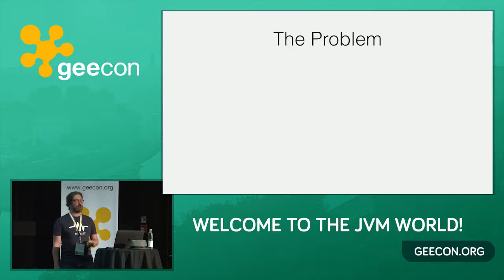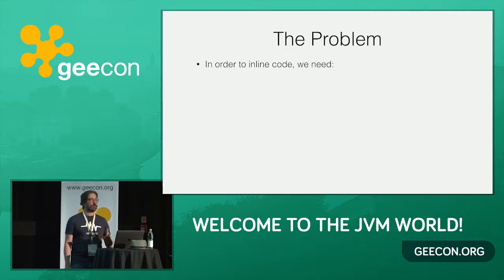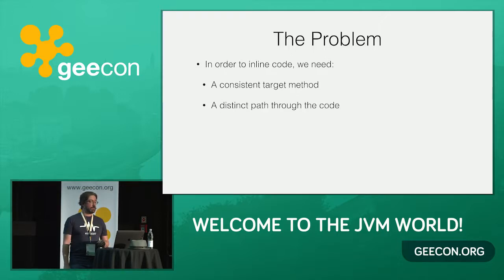Well, let's look at the problem here. The problem is that in order to inline code, which is our first step for optimization, we need to have a consistent target method. We need to call the same thing every time. We need to have a direct path through the code. There can't be lots of different ways to go through this code and get to different targets.